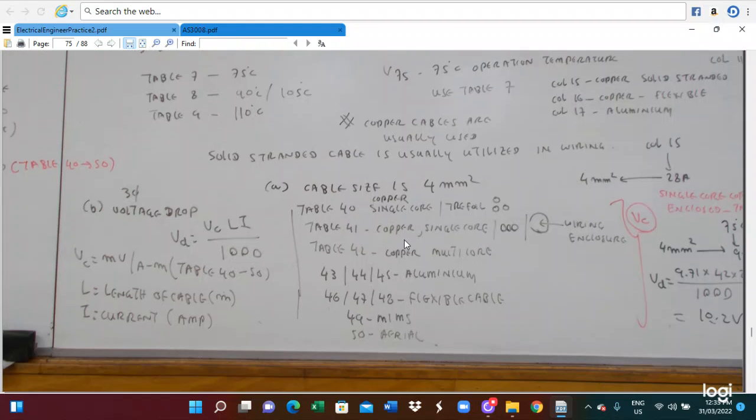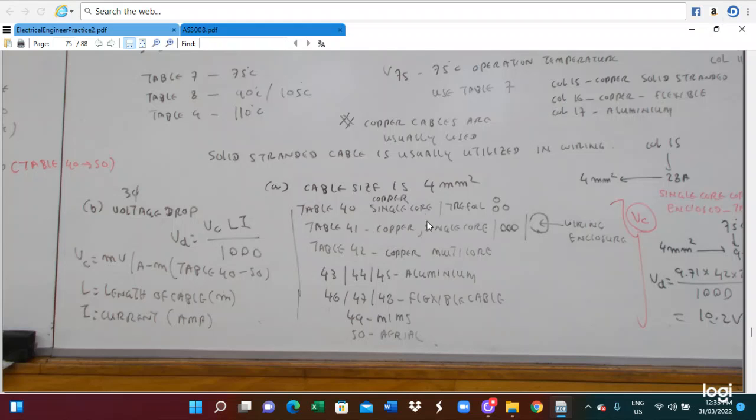Table 40 single pole. This is the 3-phase installation, we use table 40. Table 41 copper. Table 40 copper single pole 3-phase. Table 41 copper single core leaflet. Table 42 copper multi-core. And similarly, tables 43, 44, 45 for the aluminum, 46, 47, 48 for the flexible cable, 49 for MIMS, and then 50 is the area conductor.